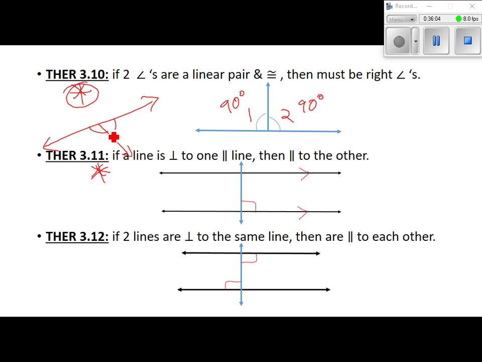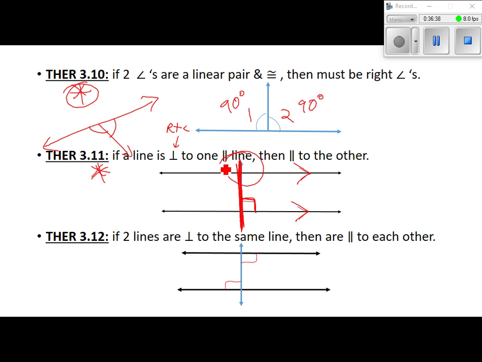The next one, if a line is perpendicular, what's perpendicular mean again? Forms right angles. So if a line is perpendicular to one of the two parallel lines. So we got this line. What's that line called? You guys have been wanting to say this word all day. Transversal. So we got this transversal, and it's perpendicular, forms a right angle with that line. These two lines are parallel. What has to be true about these angles up here? Not parallel. They got to be 90 also. They got to be perpendicular also.